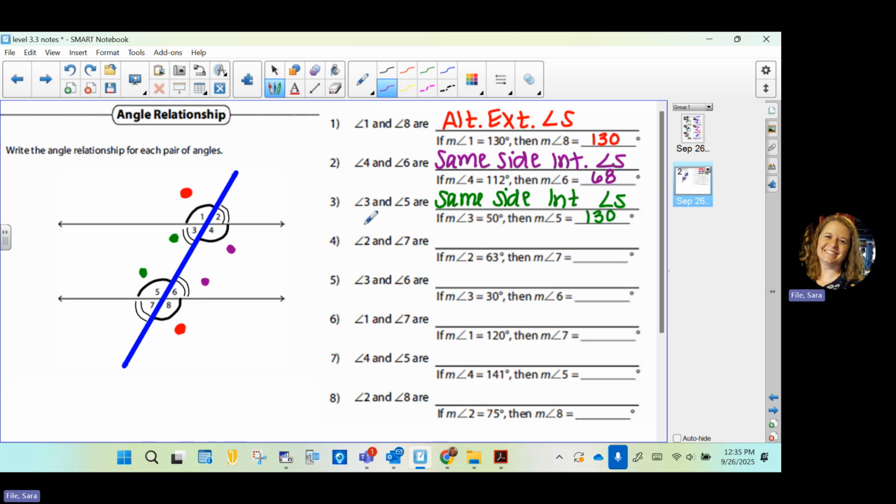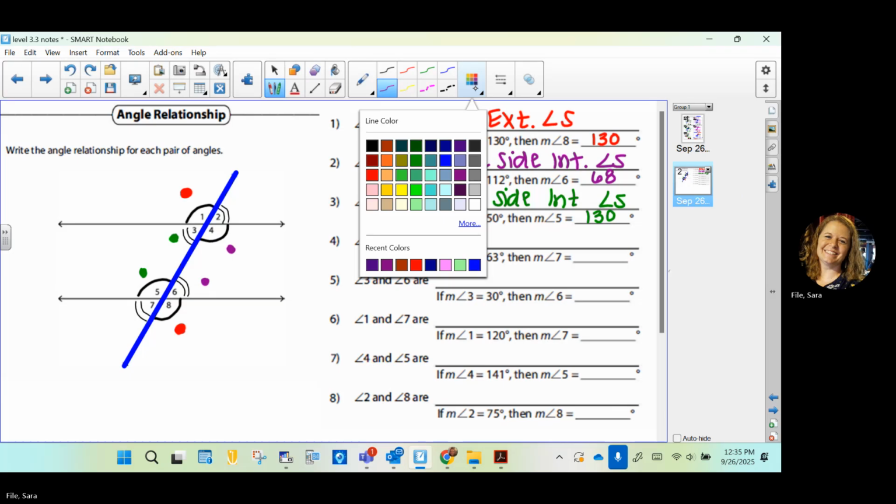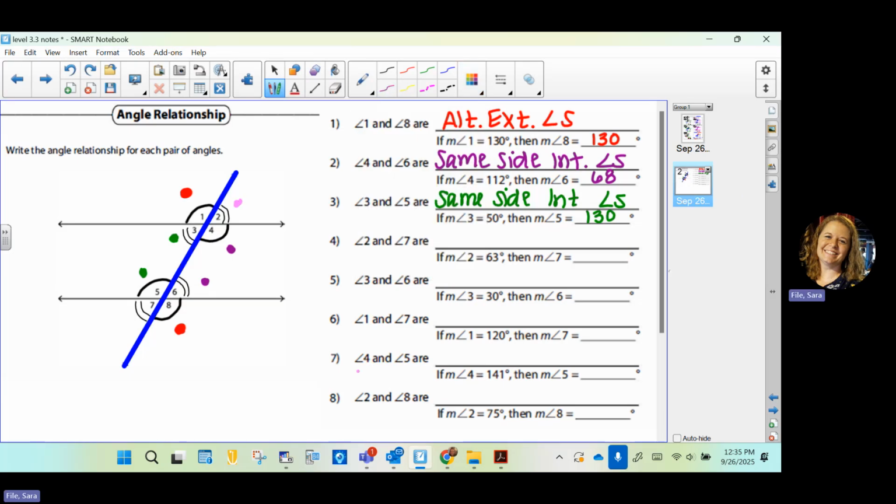All right, number 4 wants us to look at 2 and 7. So let's look at 2 and 7. So angle 2 to angle 7. What's that relationship? Are they on the same side or alternate sides of the blue? Alternate. Are they inside or outside these parallel lines? They're outside, right? So these are alternate exterior.